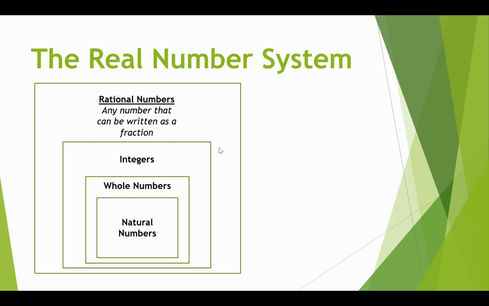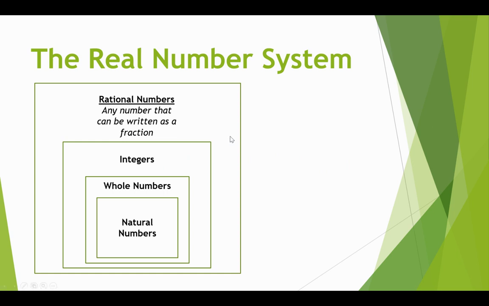Whole numbers, add to that the 0. So we have 0, 1, 2, 3, 4, 5. Integers, bring it to the negative side of the spectrum. So we have negative 5, 4, 3, 2, 1, 0, all the way up to 1, 2, 3, 5, etc. Rational numbers, any number that can be written as a fraction. Basically, this will include decimals and repeating decimals.